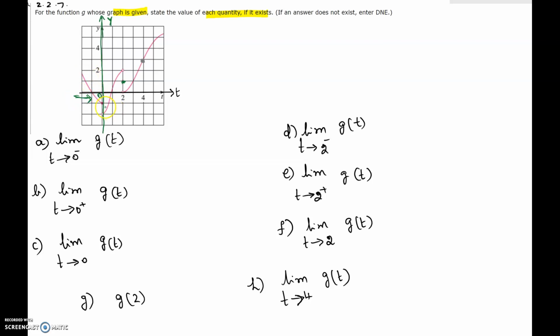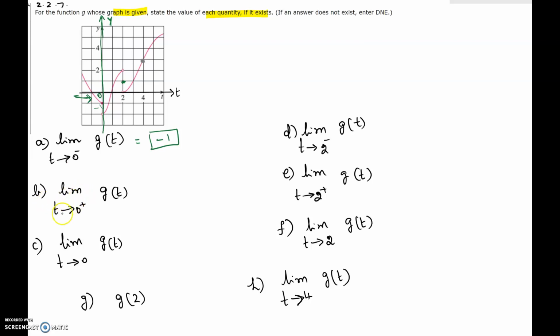The graph is actually having a solid dot at -1. So this value -1. So limit as t approaching 0 minus of g of t is -1. So the way to interpret t approaching 0 minus is as t is approaching 0 from the left side of 0 or through values smaller than 0.